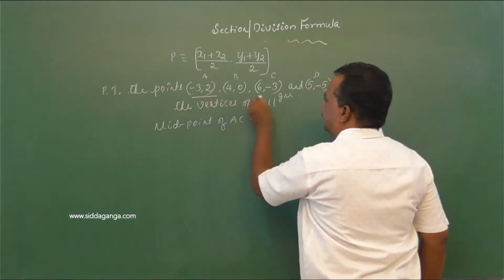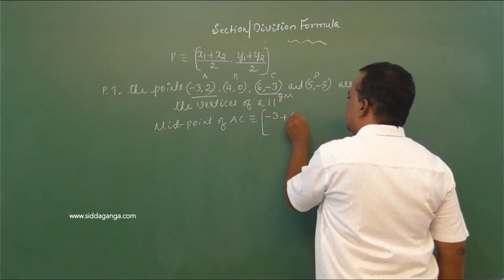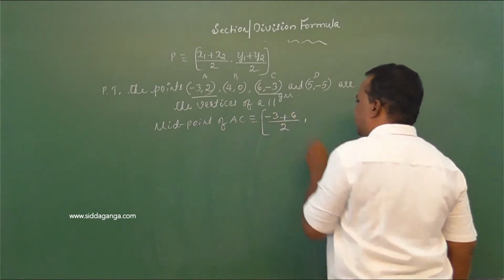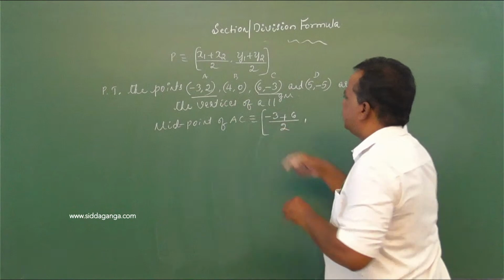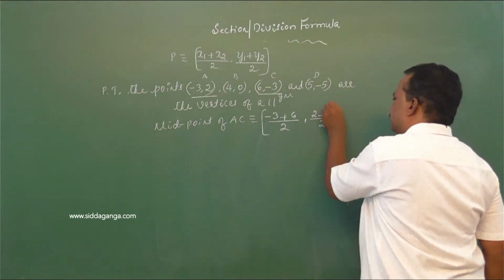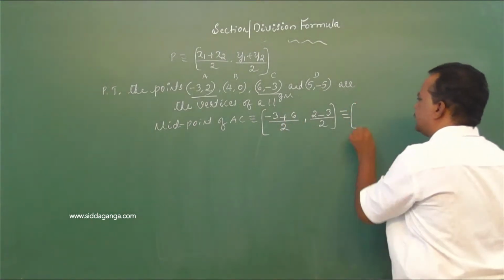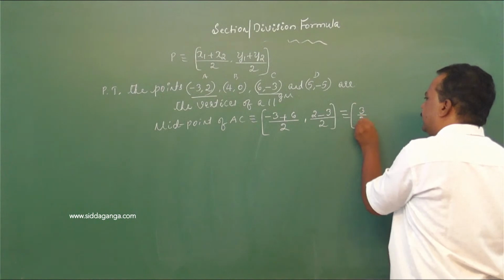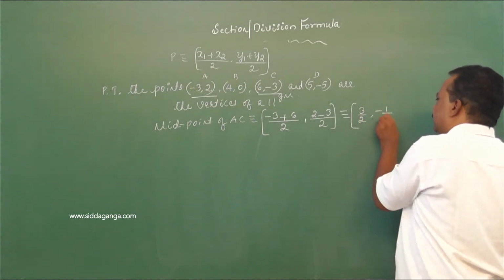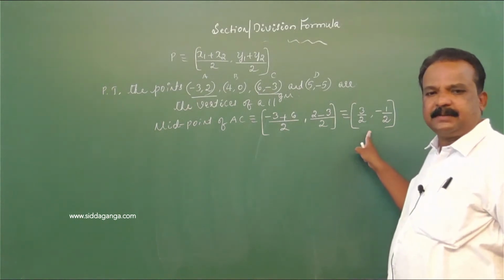Here is A, here is C. Observe. x1 is -3 plus 6, divided by 2. y1 is 2 minus 3, divided by 2. 6 minus 3 is 3 by 2, and this is minus 1 by 2. This is the midpoint of AC.